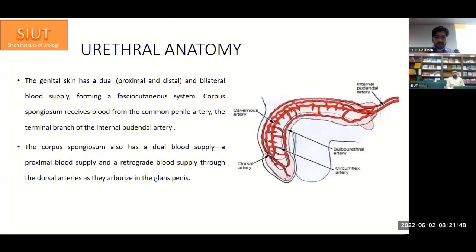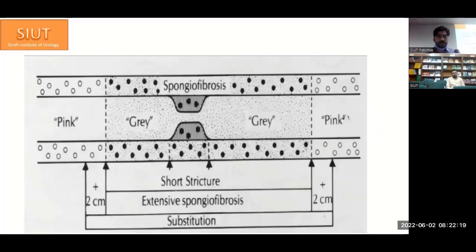This is basically the blood supply. There are two, proximal and distal. The genital skin has a dual blood supply, proximal and distal, bilateral, forming a fasciocutaneous system. The corpus spongiosum receives blood from the common penile artery and the terminal branch of the internal pudendal artery. The corpus spongiosum also has a dual blood supply, a proximal blood supply and a retrograde blood supply through the dorsal artery as they arborize in the glans penis. This is the picture.